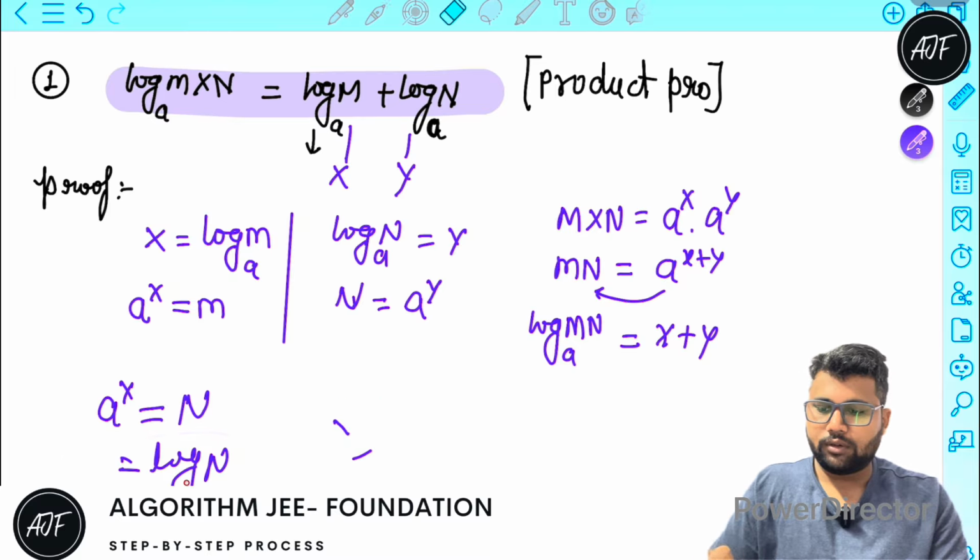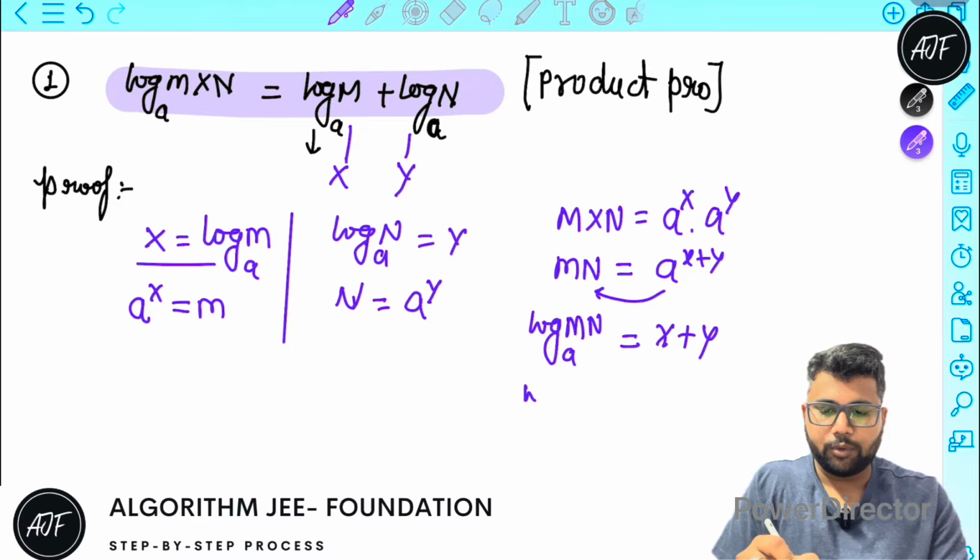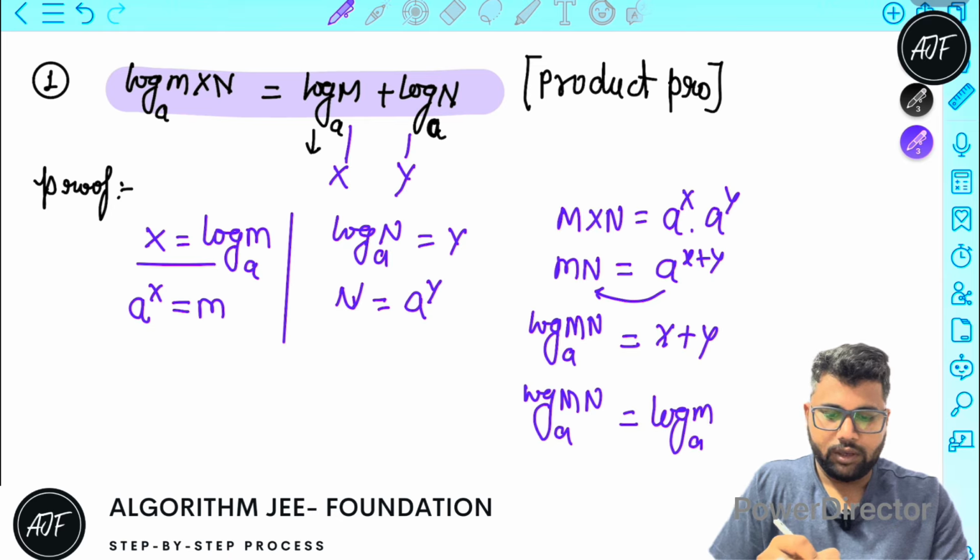So after that, for mn and x plus y, you can assume x is log m and y is log n, so you can put in the values. So log of mn to the base a is equal to log m plus log n. Okay.